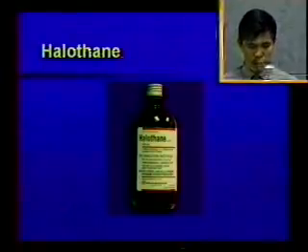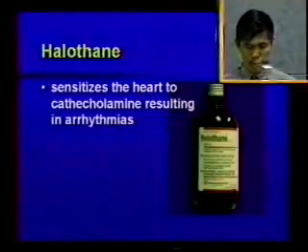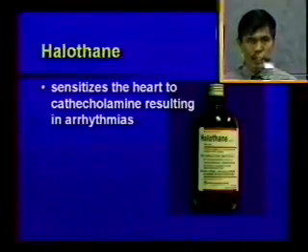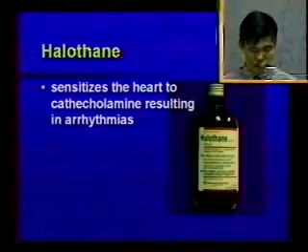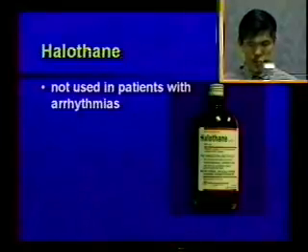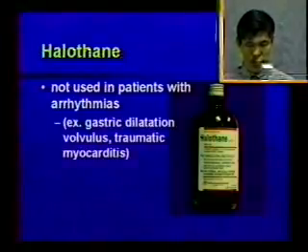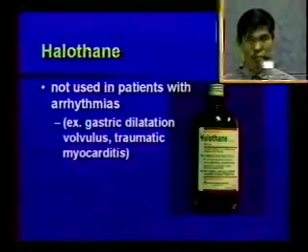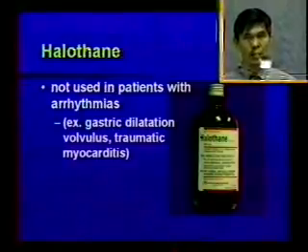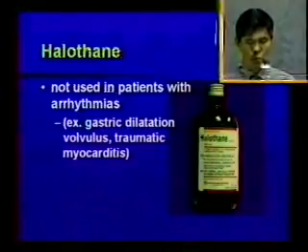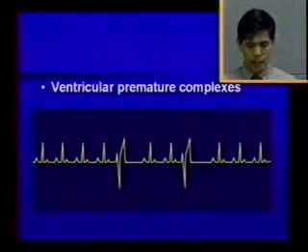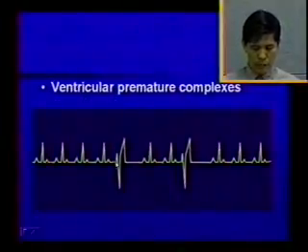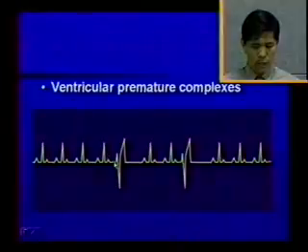Another inhalant agent that has been used for many, many years, halothane. The main problem with halothane is that it sensitizes the heart to the effect of catecholamines, resulting in ventricular arrhythmias. And so it's not a good choice for patients with arrhythmias, like patients with gastric dilatation and volvulus, traumatic myocarditis. These patients, most of the time, will have dysrhythmias. This is just an example of a premature ventricular complex. As you could see here, there's a premature complex. This is a wide and bizarre complex, and usually there's no P wave.